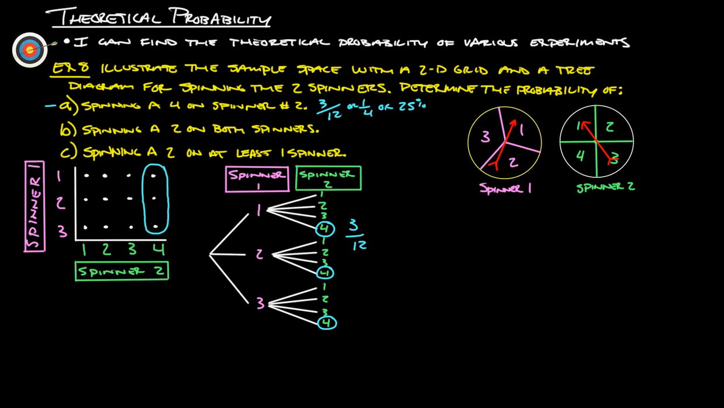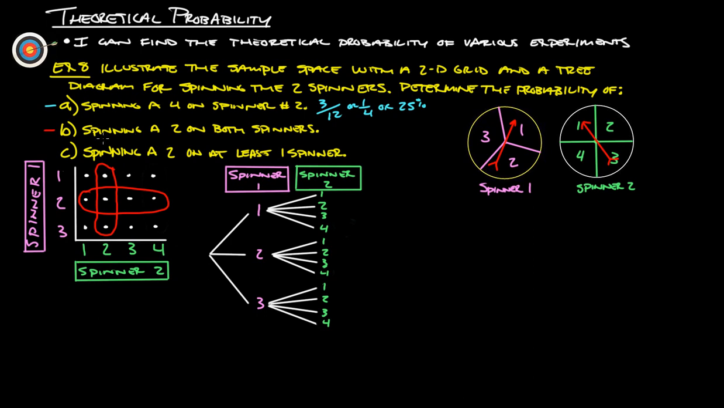All right, let's take a look at part B. Spinning a 2 on both spinners. Let's see if we can get rid of some of this extra stuff here so it's not as confusing. Spinning a 2 on both spinners. On spinner 1, we'd have to spin a 2, so that would be all of these here. And then on spinner 2, we also have to spin a 2, so that would be all of these here.